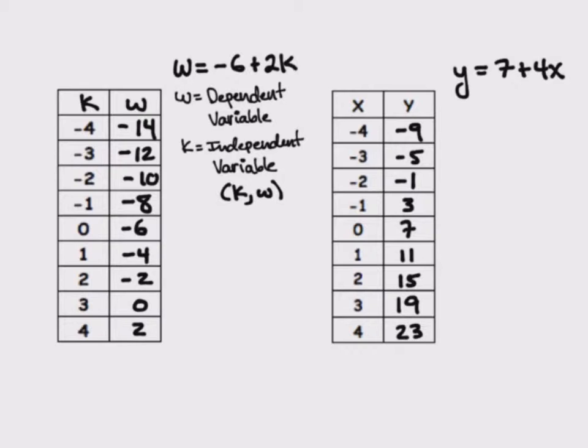the ordered pairs (0, -6) for our first equation and (0, 7) for our second equation. And if you look at the equations, that -6 by itself lets us know that when k is 0, of course w is going to be -6. And that's a really important ordered pair for this equation. And for y equals 7 plus 4x, of course when x is 0, y is going to be 7.